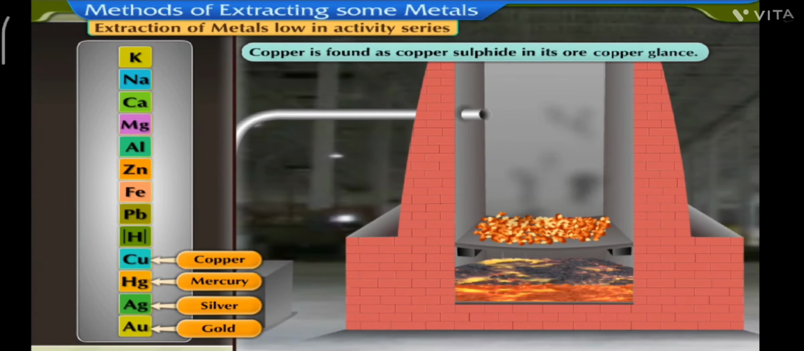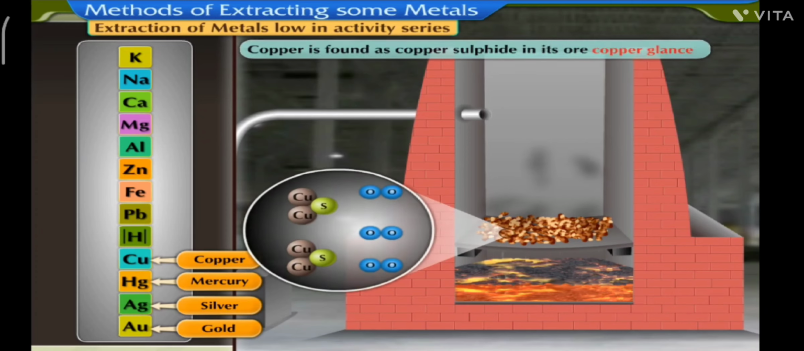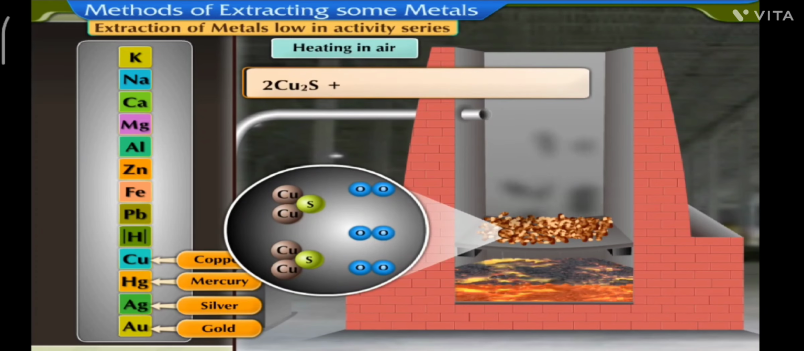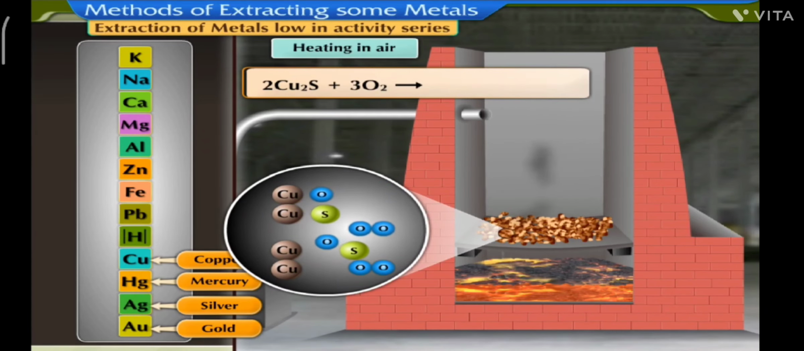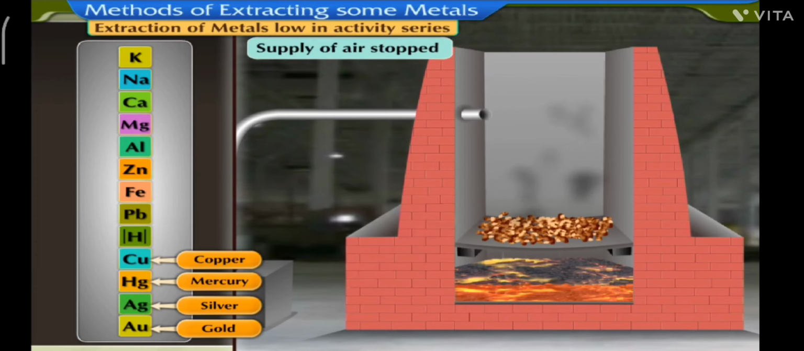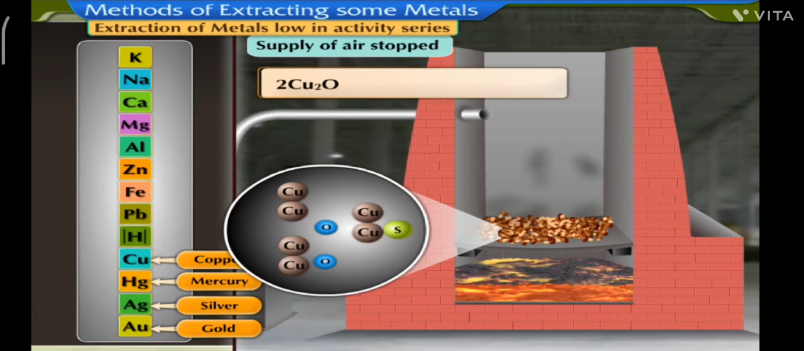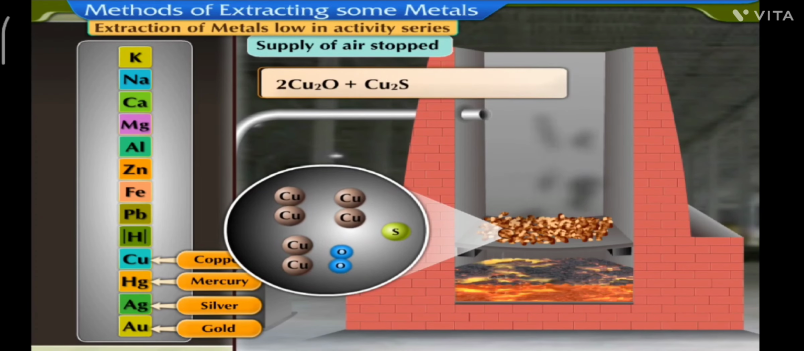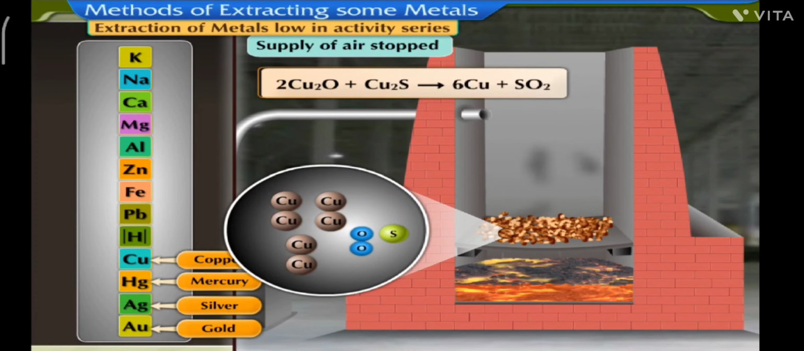Copper is found as copper sulfide in its ore, copper glance. When the copper sulfide ore is heated in air, part of the copper sulfide is oxidized to copper oxide. Sulfur dioxide is also formed in the reaction. When the supply of air for heating is stopped, the copper oxide formed earlier reacts with the copper sulfide to form copper metal and sulfur dioxide.